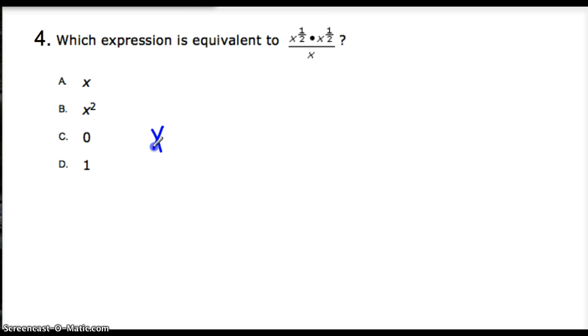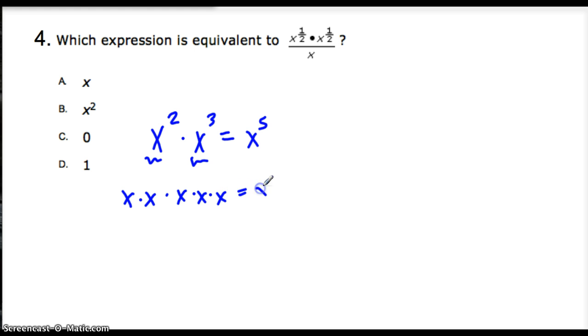What did we do in lesson 2 when I had x squared times x to the 3rd? When these bases are the same, I add the exponents. So this would be x to the 2nd times x to the 3rd. This would become x to the 5th, because this was x times x times x times x times x, and that's x to the 5th. So we know that we add those for a shortcut. So this is the same concept.